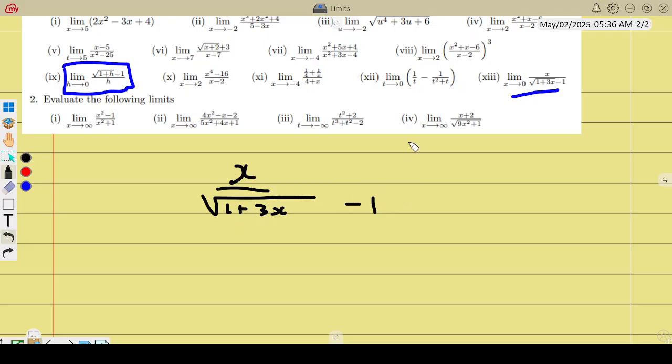Okay, so what's required? x over the square root of 1 plus 3x minus 1. So here we have to multiply by the conjugate. So since the radical is in the denominator, we're going to multiply by the conjugate of the denominator. Yeah, so what's the conjugate of the denominator? It is the same thing, so I have the square root of 1 plus 3x and then minus 1.